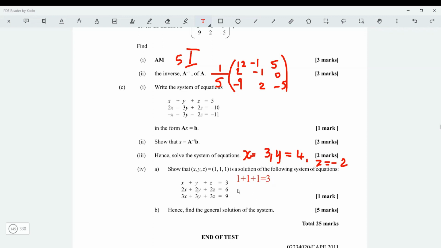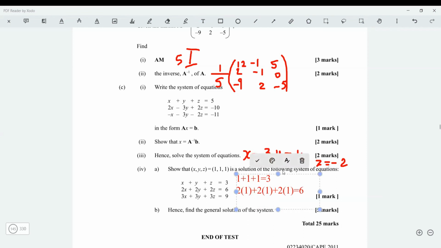If you're looking at the second equation, what you realize is you get 2 times 1, which is 2, plus 2 times 1, plus 2 times 1, because everything is 1. 2 plus 2 plus 2 is 6. Nice.